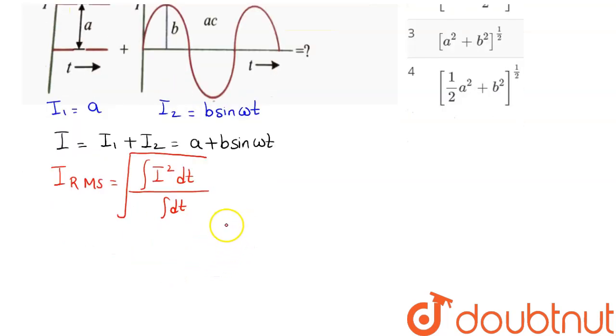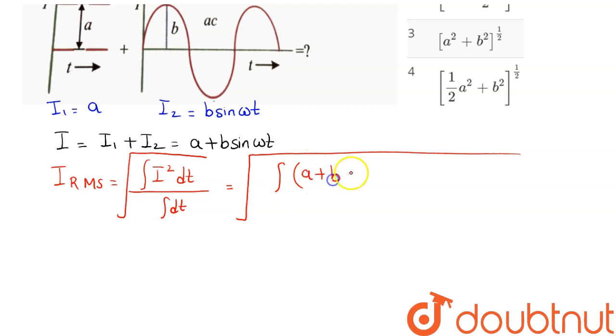Now here we can say this comes out to be the square root of the integration of I square, that is I here we have as A plus B sin omega t, into dt. This is whole square, divided by, in the denominator, the integration of dt over one full cycle. So this is 0 to T.